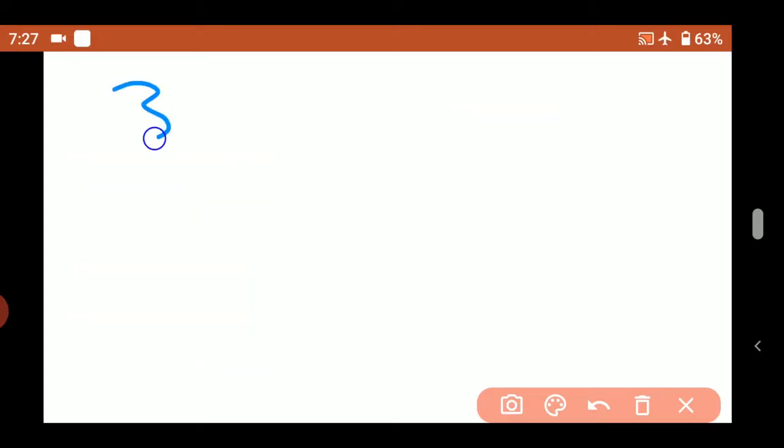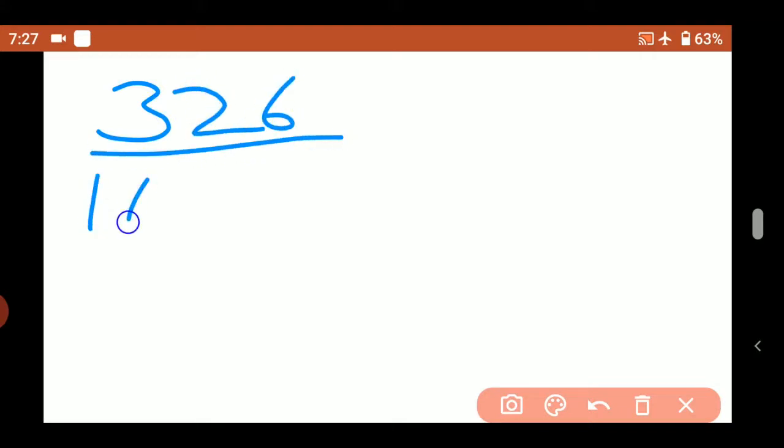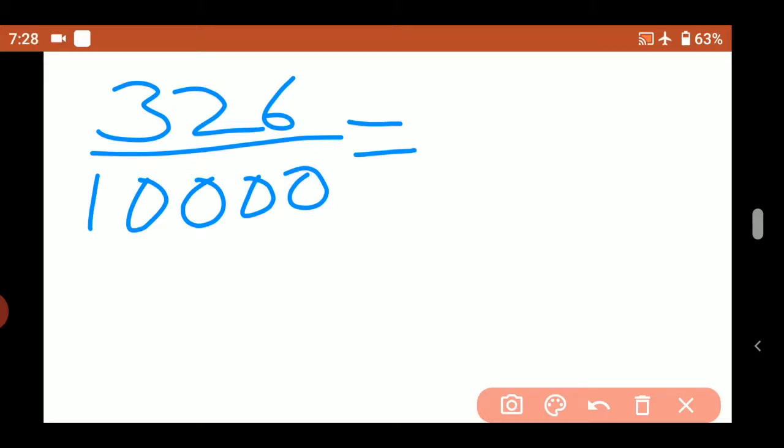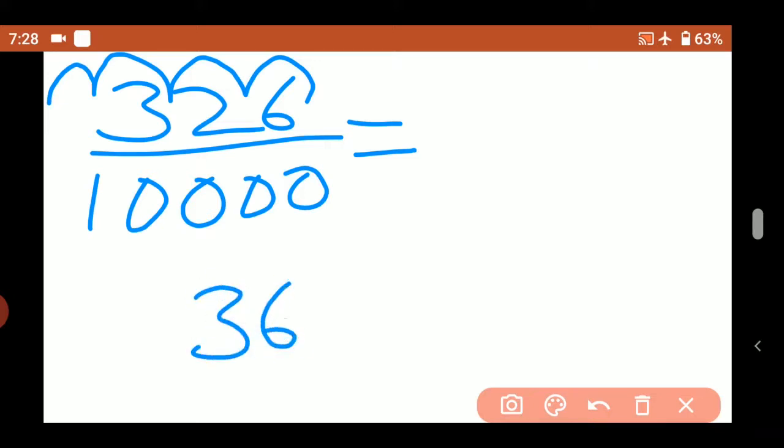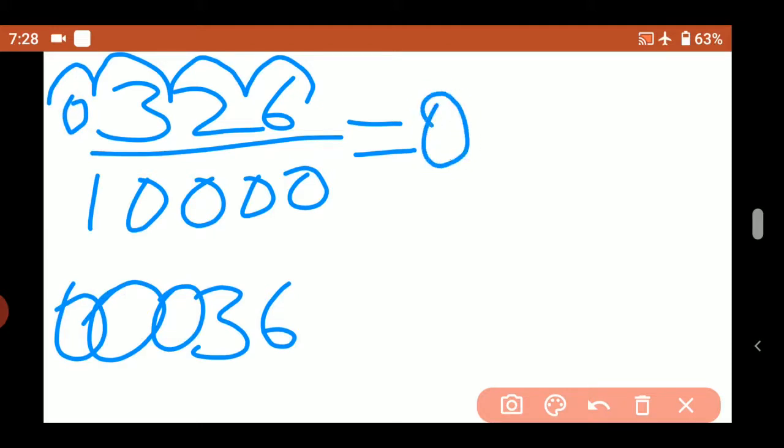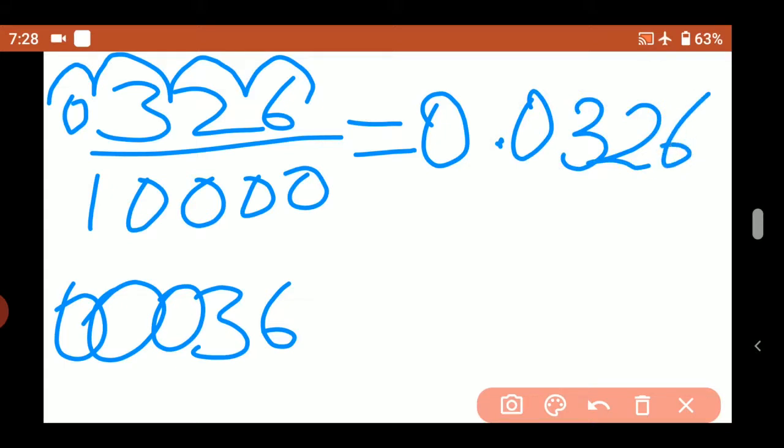Let us see one more example. Say if you have 326 divided by 10,000. Now here again 1, 2, 3, 4 zeros are there. So you will have to jump 1, 2, 3, 4. Now there is no number in front of 3, but you have to jump over that. So where to go? Now in a whole number, you can add as many zeros as you want. So here also we can add 2 zeros over here. So you get 0.0326.